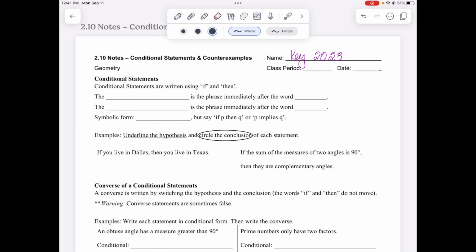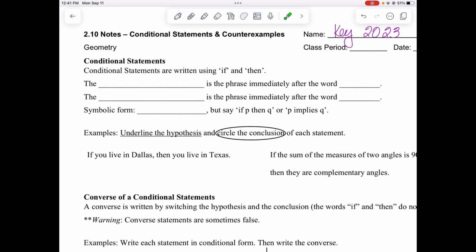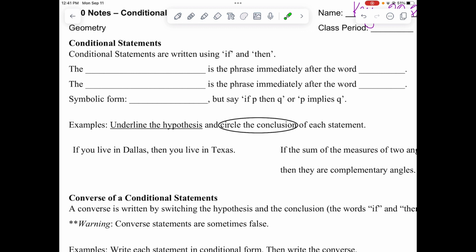Okay, on today's notes, we are dealing with conditional statements and then counterexamples. So first, let's talk about what a conditional statement is. If you'll remember, we talked about that sometimes proofs are written in paragraph form, and we're not going to go into writing those at this point. Maybe at the end of the year, we'll see.